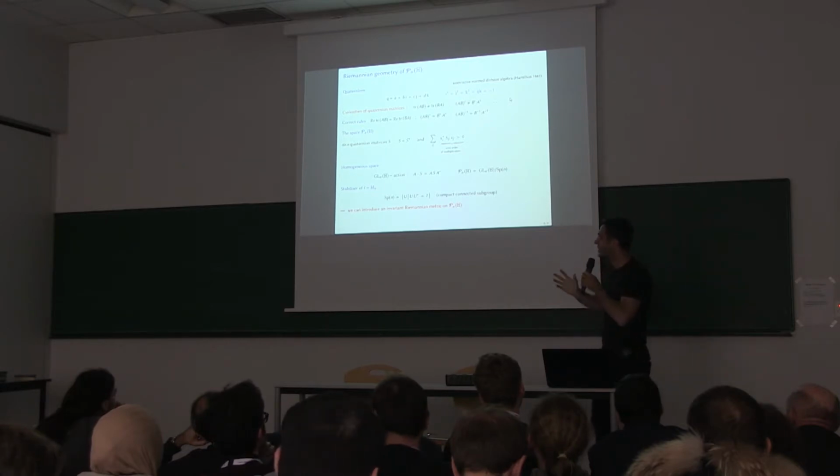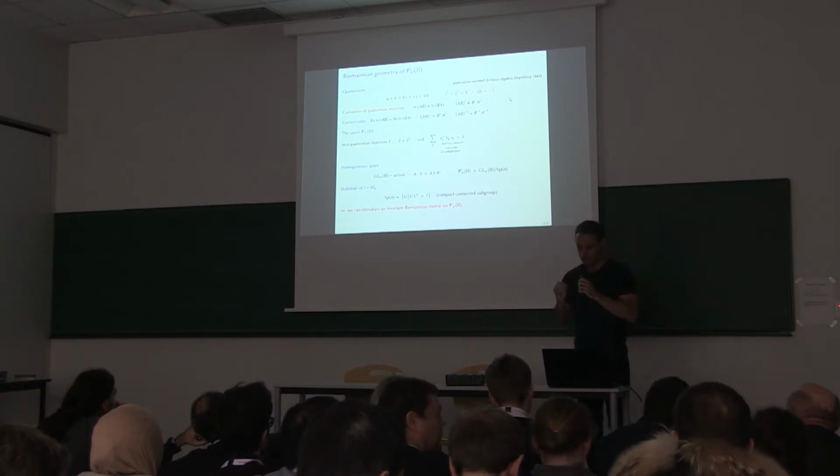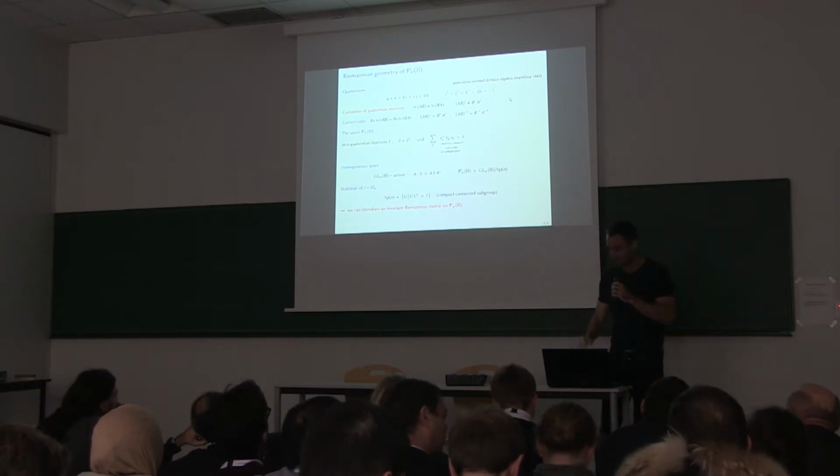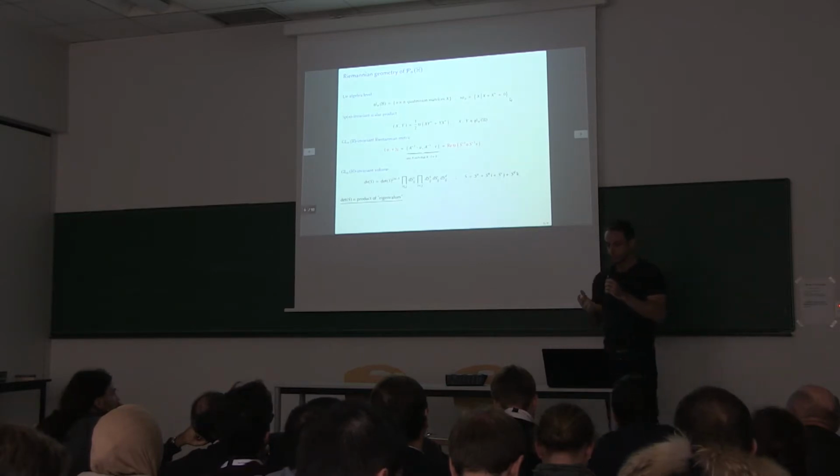So now we have represented our space as a Riemannian homogeneous space. We can introduce the invariant Riemannian metric. In fact, it's only sufficient to introduce Lie algebra level computations.